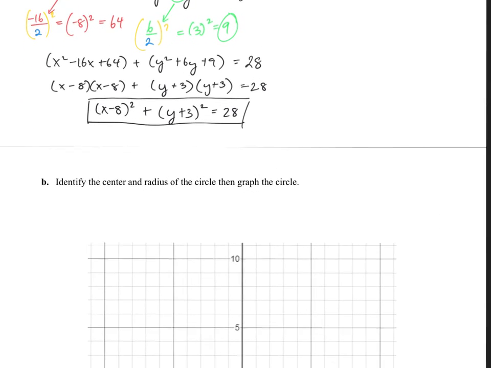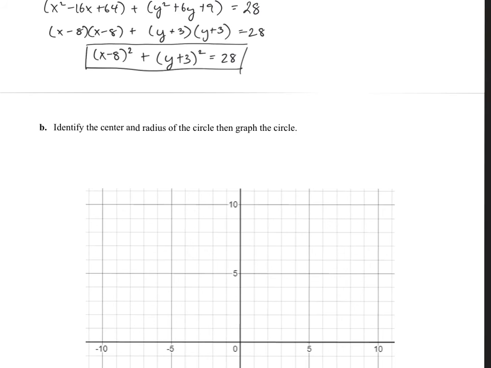Now let's identify the center and radius of this circle. So what would my center be? Okay, this is where you have to be careful. The original equation for a circle is x minus h squared plus y minus k squared equals r squared. Notice this one has the minus sign, which matches here. But my other one does not have the minus sign. So take a moment, try to determine what you think the center is using the formula.